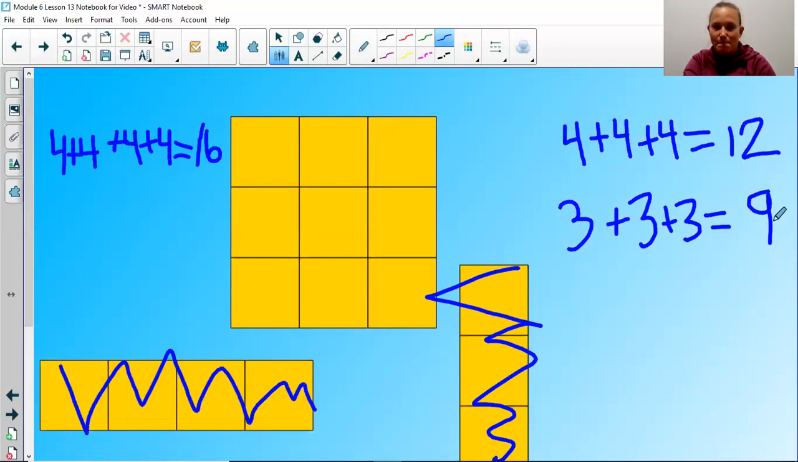The total is 9. So you can see we decompose this rectangle by taking away rows and coming up with a new total, and taking away columns and coming up with a new total. So that's all for our lesson today, boys and girls. You're going to be practicing taking away rows and columns and decomposing different rectangles on your problem set today.